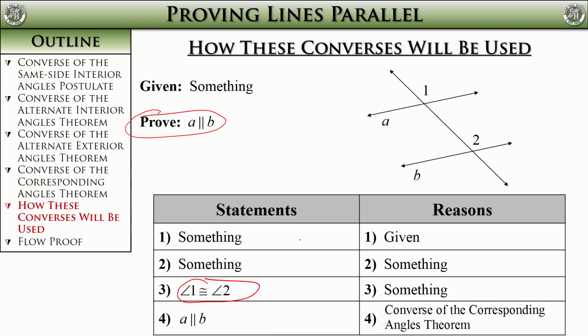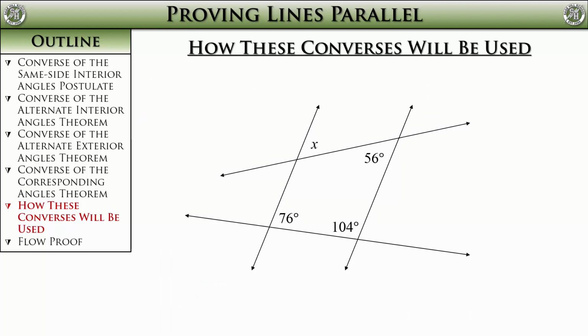So that's an example of the first way you will be using these converses, proving lines parallel in a proof. The proof thing is a blatant and open use of these converses. The other is a little sneakier. In this picture, I'm trying to find the value of x. One common mistake on a problem like this is seeing that x corresponds with a 76-degree angle.